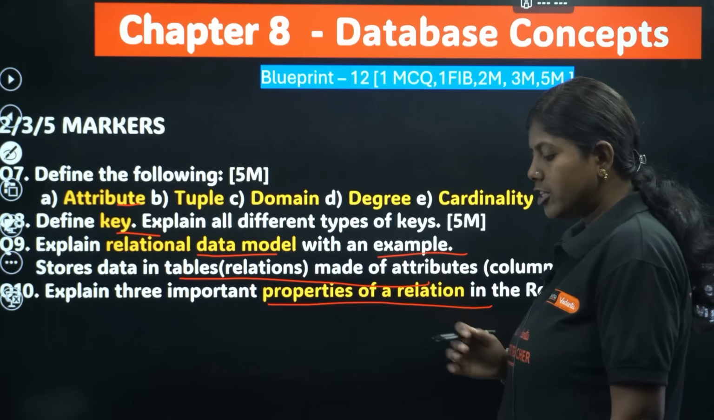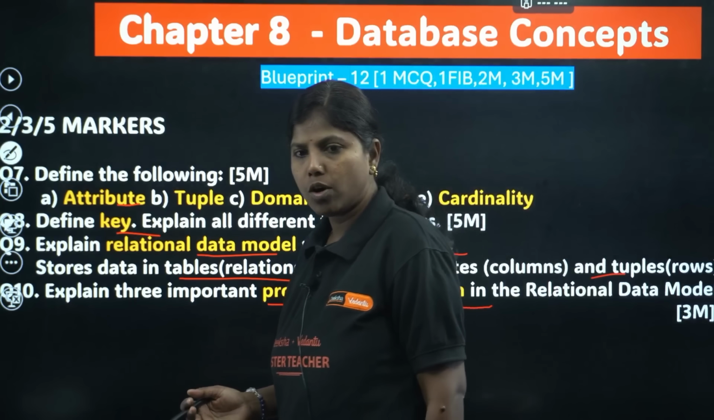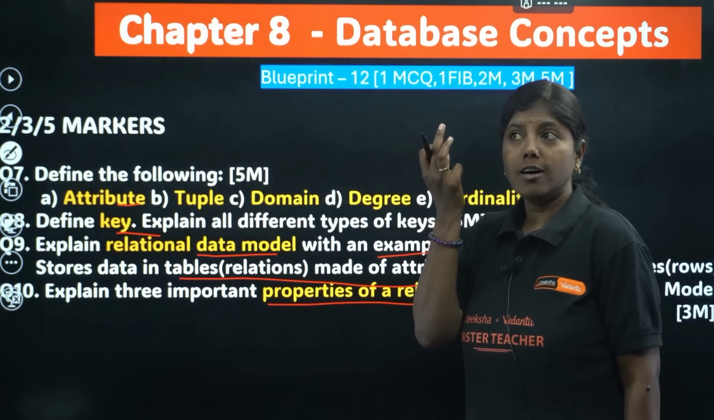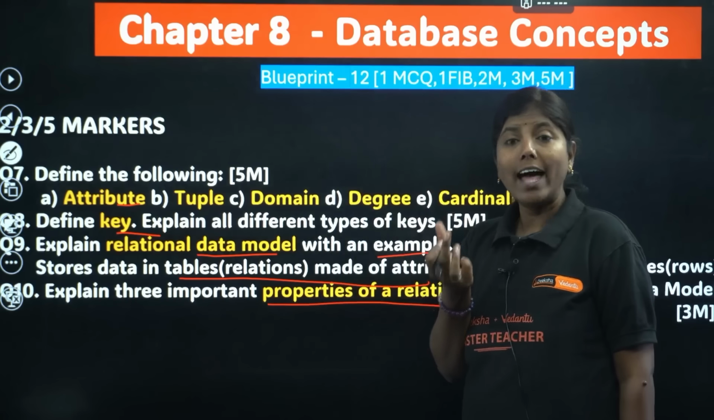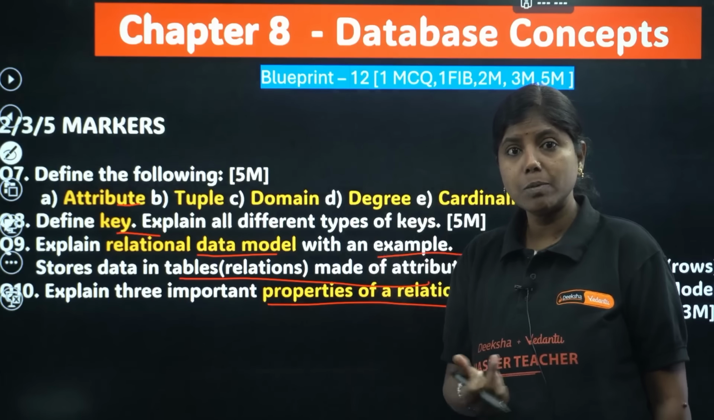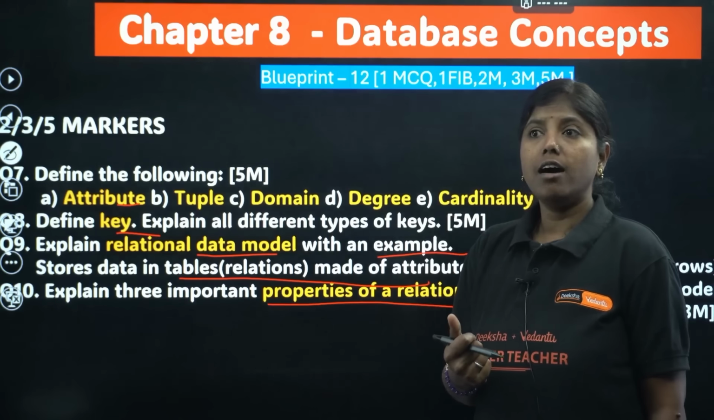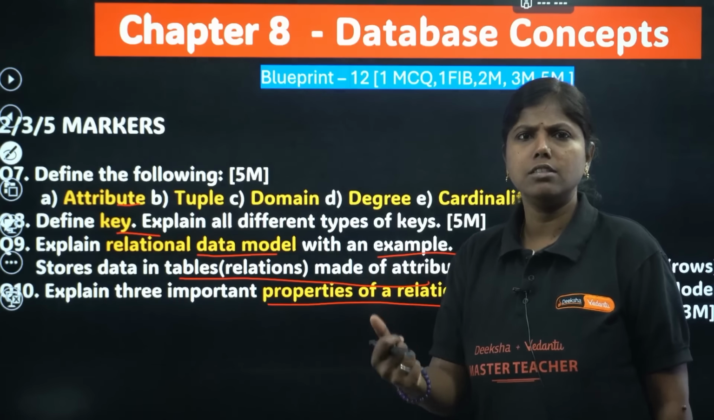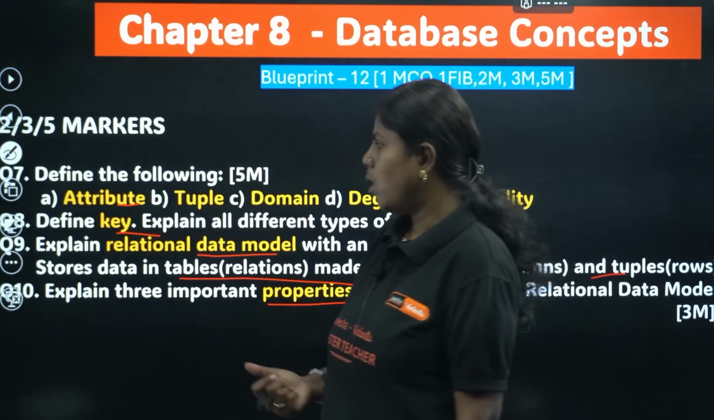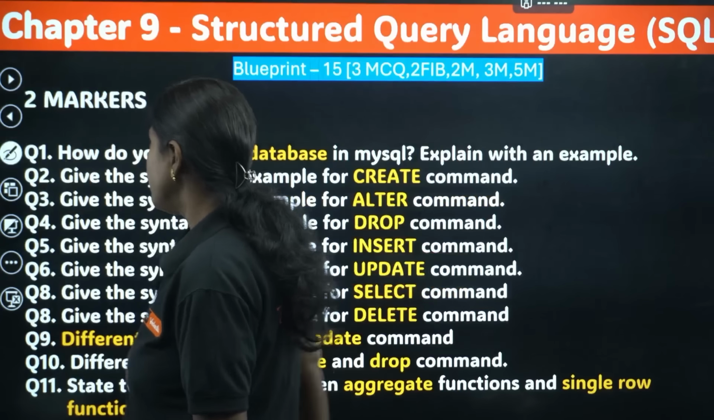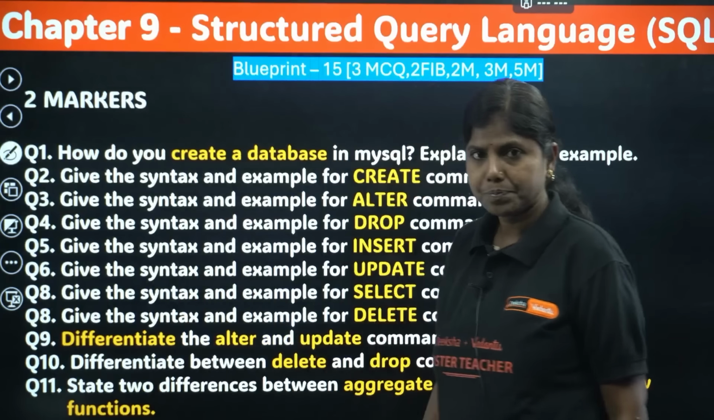That means with respect to what? Properties of a relation means with respect to the values, with respect to the attribute and with respect to the tuple. Three properties will be there. So only 3 properties they will be asking. They may ask this question repeatedly.